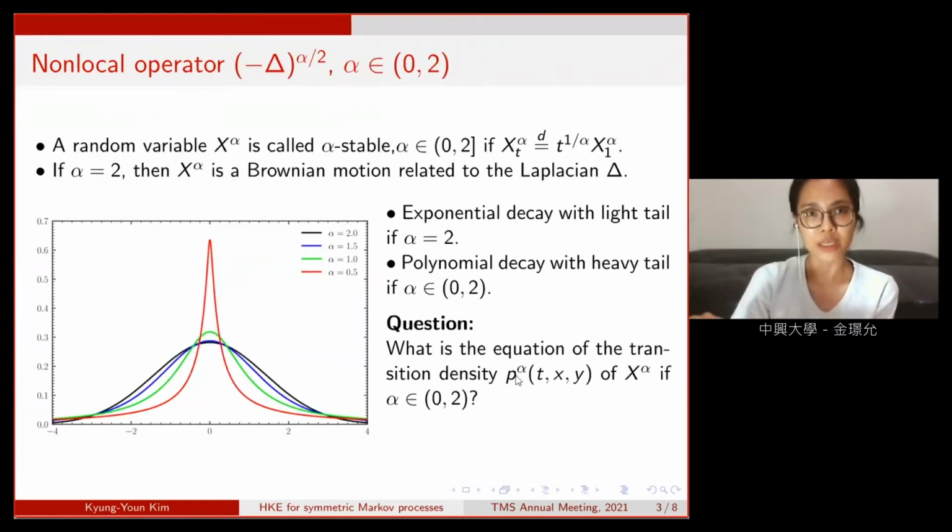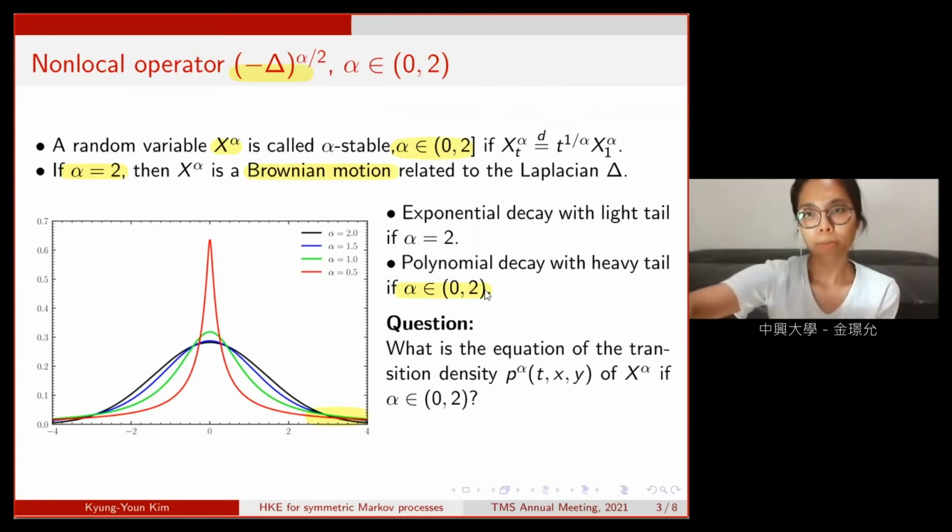Similar to the Laplacian, related to the fractional Laplacian, there is a process which is called alpha stable processes, where alpha is in between 0 and 2. In case alpha is equal to 2, it is the Brownian motion. So you already know that the transition density of the Brownian motion has a light tail with exponential decay. On the other hand, where alpha is in between 0 and 2, it has a very heavy tail with polynomial decay.